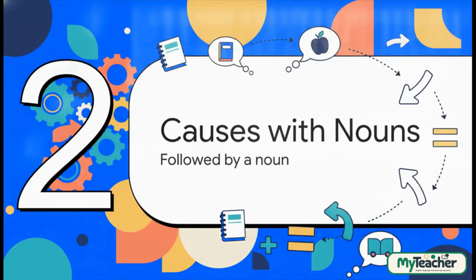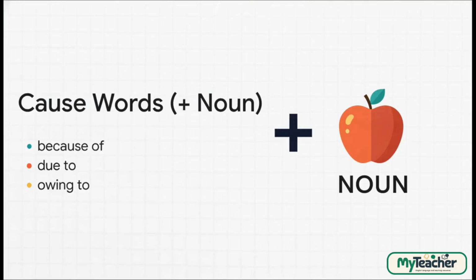Now let's look at how we write this in English. First, we have causes that use just a noun, just one thing. Here are three very important connecting words: because of, due to, and owing to. These words all share one special rule. After you write these words, you must only use a simple noun. You do not write a long full sentence.